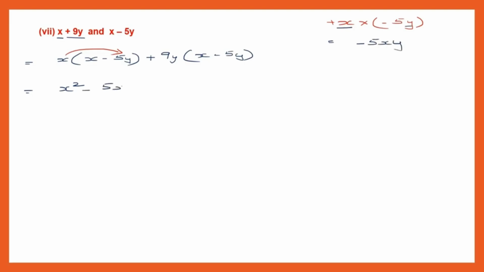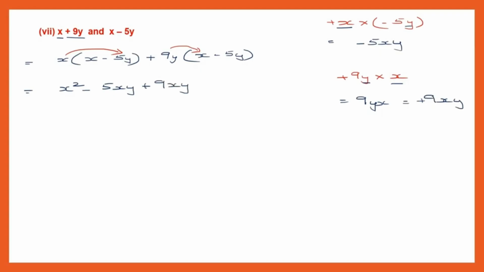Now the next one we go on to, plus 9y into x. So sign will be plus and the number is 9. And we have 1y and 1x. We can also write this as 9xy. So that is plus 9xy. We can write it here.